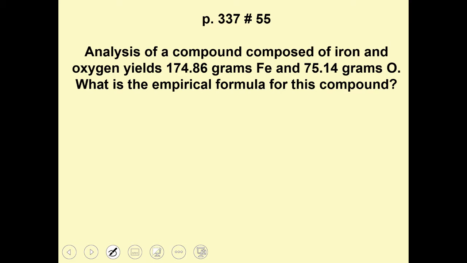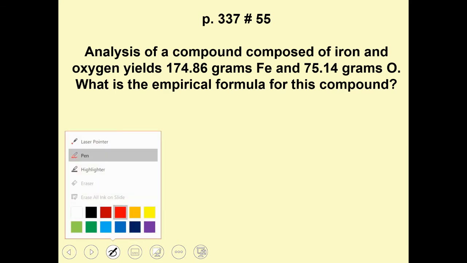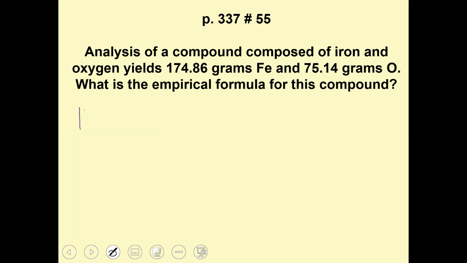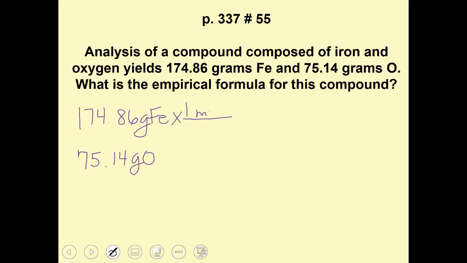So this one, we're already starting with how many grams of iron reacted with how many grams of oxygen. It's not a percentage. So we can skip the first step. And we can just start with these numbers that we are given. Okay. I'm having a little trouble with my pen here. So 174.86 grams of iron. And then 75.14 grams of oxygen. So remember, next step is convert them both to moles.